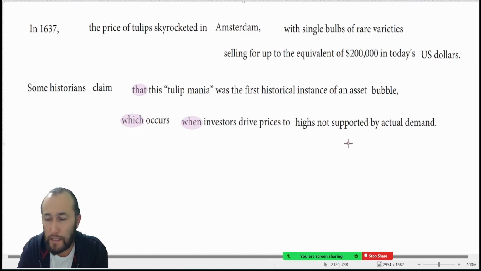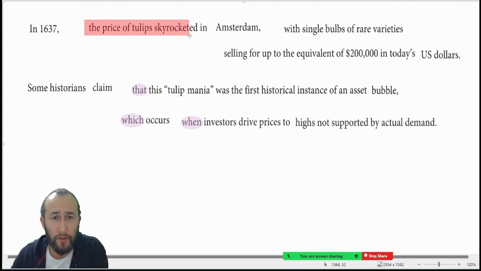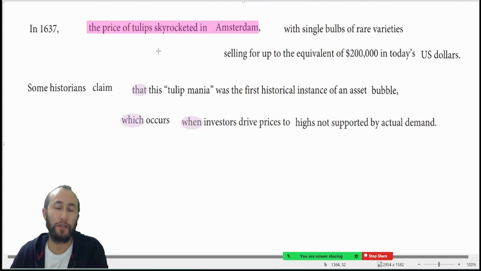So now, first of all, I'm going to show you the independent clauses here. The first one is here, independent clause. The price of tulips skyrocketed in Amsterdam. This is the independent clause, guys. Maybe I should change the color. So this is the independent clause: the price of tulips skyrocketed in Amsterdam.